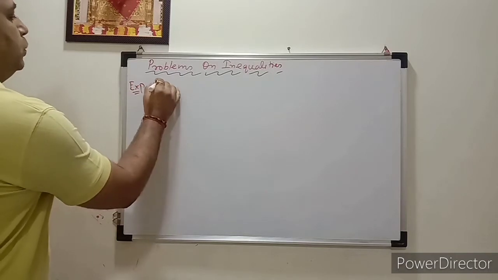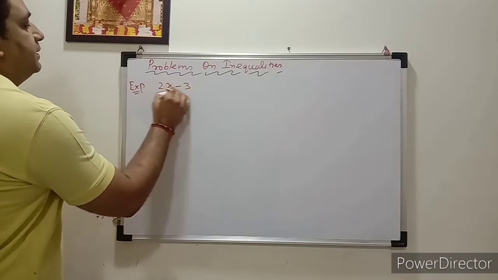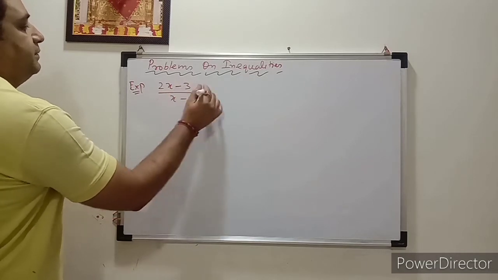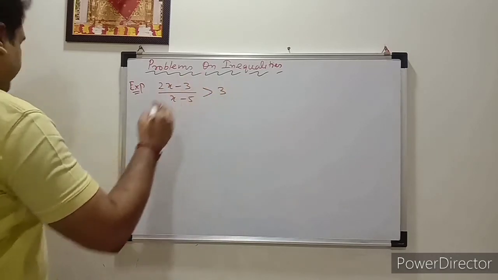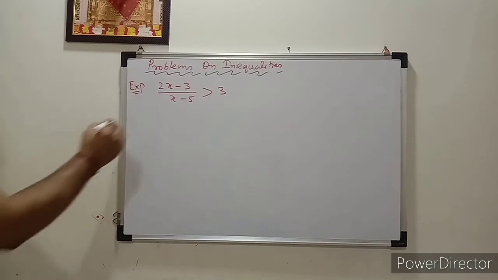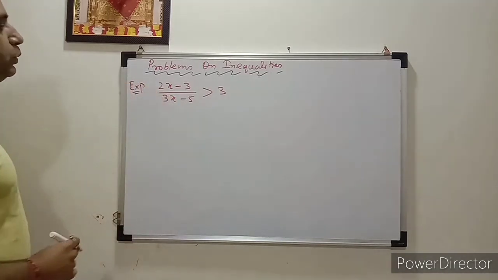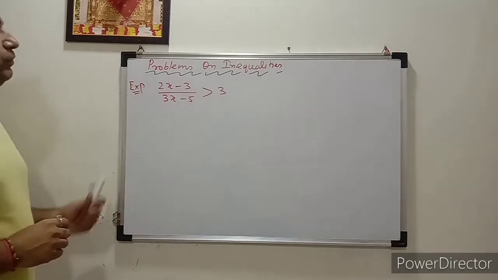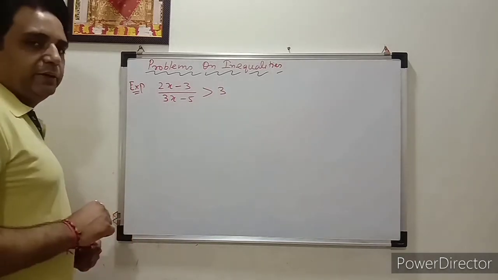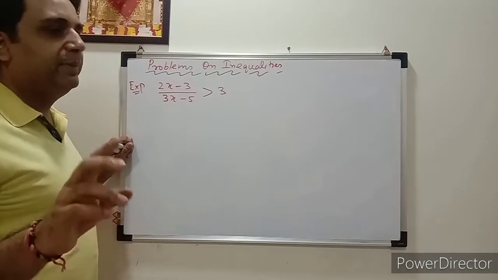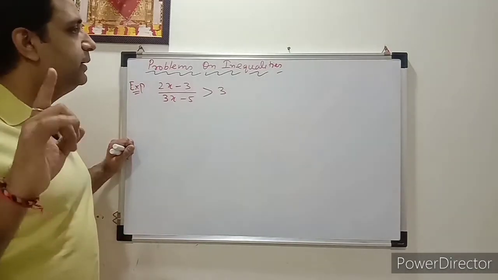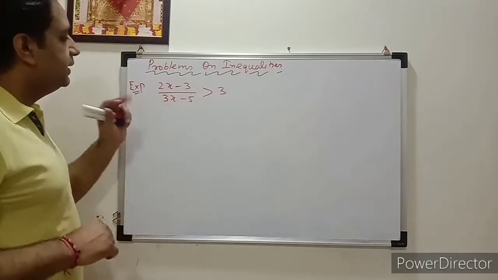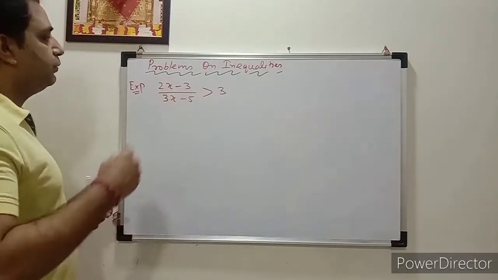The problem is: (2x minus 3) upon (3x minus 5) is greater than 3. Correct? I hope everyone has remembered the rules. If you have not remembered, please go through the first session on the same topic, inequalities. Then we'll understand. We're recalling the rule, no problem.